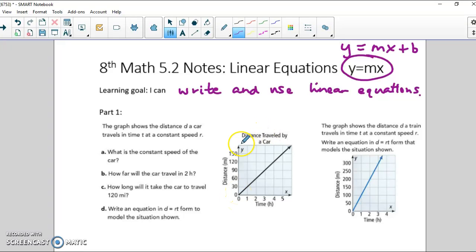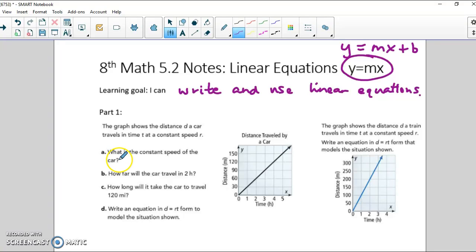So let's look at the graph. We see our title up here, distance traveled by a car. Along my x-axis, I'm counting the time in hours, and my scale is counting by ones. My y-axis is my distance measured in miles. And here my scale is counting by 30. So this line then is going to show the relationship between the distance I travel and how much time it takes me to travel that distance. So this line itself is showing that constant speed or rate, r.